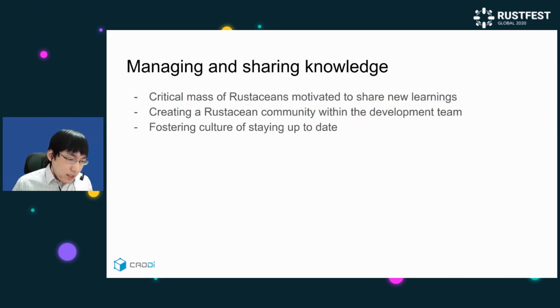And as a development team, having a critical mass of Rustaceans has been incredibly important, because it allows us to create a Rustacean community within the same development team and foster a culture to stay up to date, because the ecosystem is constantly changing and the language is always evolving. We have found that fostering this kind of culture has been very, very important to the success of using Rust within our development team.